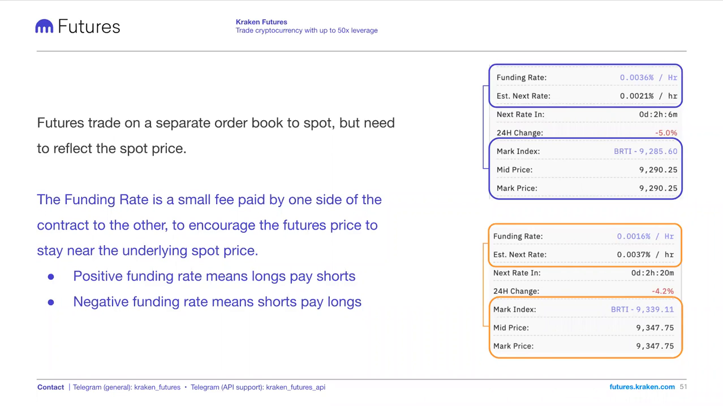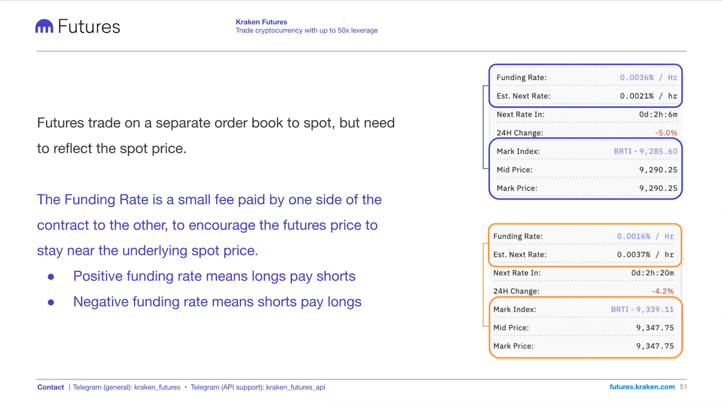It is perhaps one of the most poorly understood concepts in trading futures. You'll see so many people talk about the funding rate as if it's a fee charged by the exchange. It is not. It is not on Kraken Futures, and it's not on BitMEX, and to the best of my knowledge, it's not on the other large futures exchanges as well.